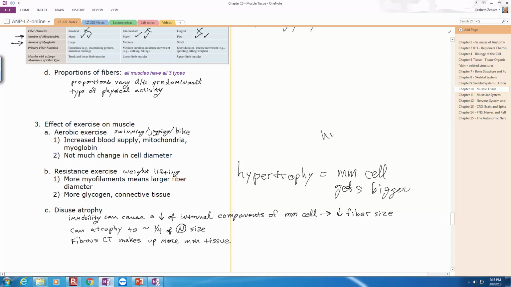Another term is hyperplasia. That means increased number of cells, and skeletal muscle cells don't really do that. So this would be increased number of cells. But keep in mind, muscle cells do hypertrophy, not hyperplasia, okay?